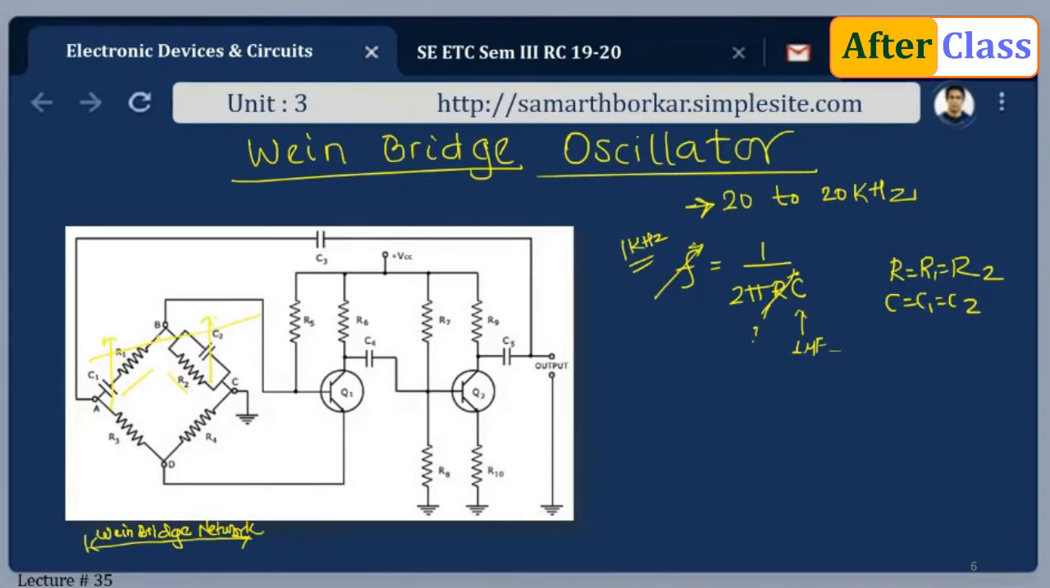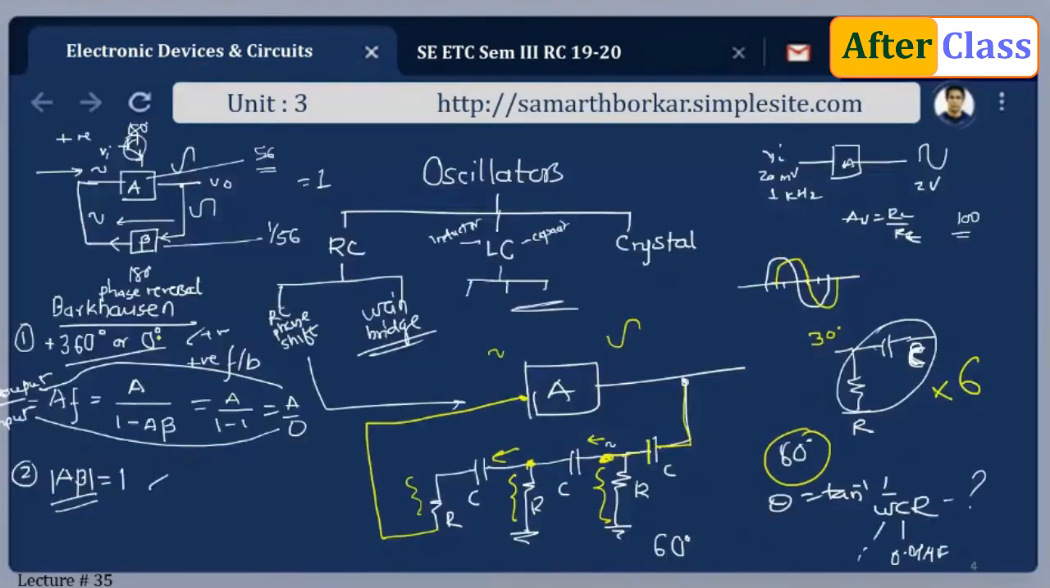Even in the RC phase shift oscillator, we had 3 capacitors and 3 resistors. The value of C depends upon C1, C2 and C3 for the RC phase shift. So it is not possible for me to simultaneously change the values of C, C and C. So what we do is we combine them together, and then there's a slider mechanism. This is called a gang capacitor.